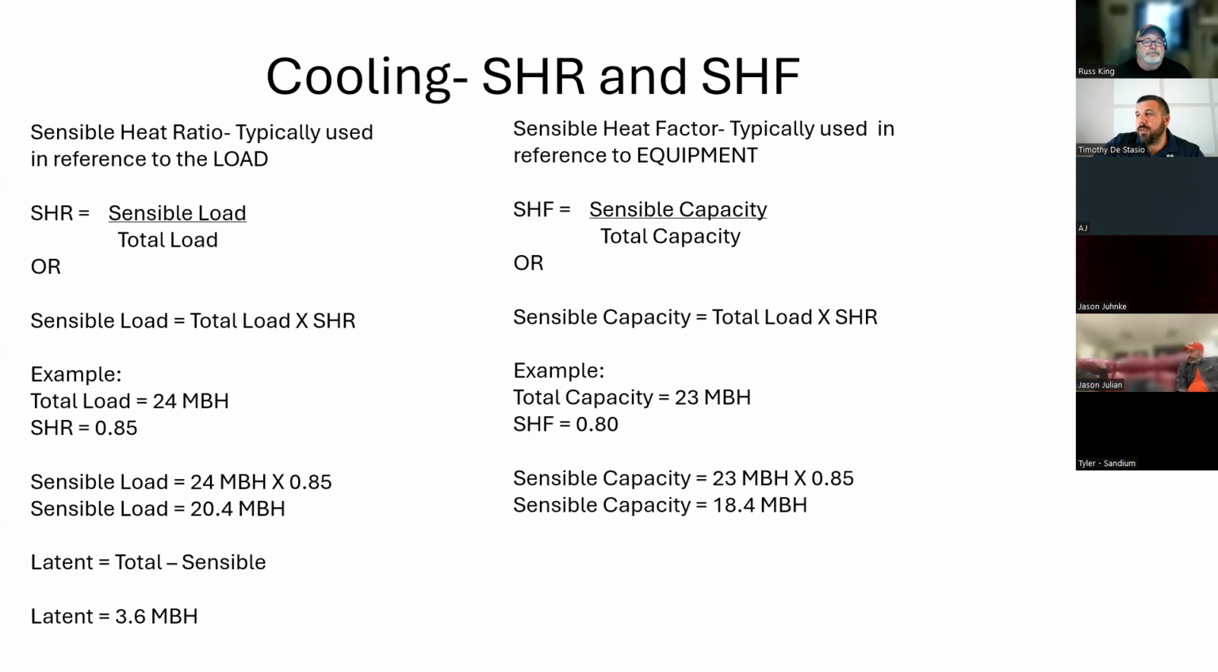So if our total capacity was 23 and our sensible heat factor was 0.8, that means our sensible capacity is 18.4. That means the latent is the rest, and we have 4.6 MBH of latent. So what you're trying to do is compare your load to your capacity, and you're trying to get these to match as closely as possible.